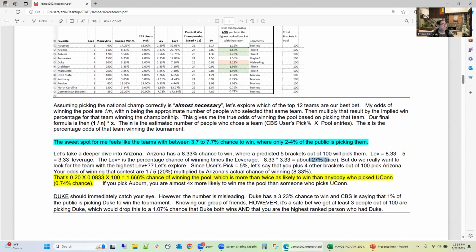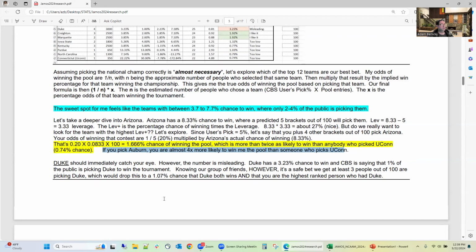Meanwhile, look at Auburn here at 2.78%. To put it another way, if you pick Auburn to win the championship, you are almost 4 times as likely to win your pool than someone who picks UConn. Let that sink in. Almost 4 times as likely. And this is just to start. These numbers are assuming that everybody else is equally skilled at picking the rest of the games. You're already at an advantage before even seeing how many first round games you get right.